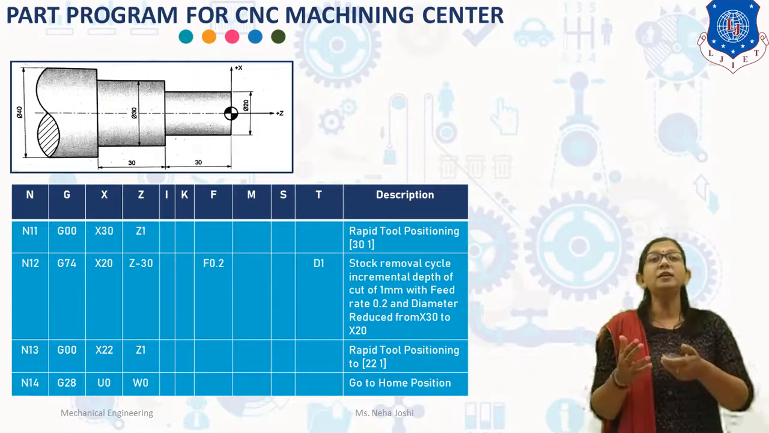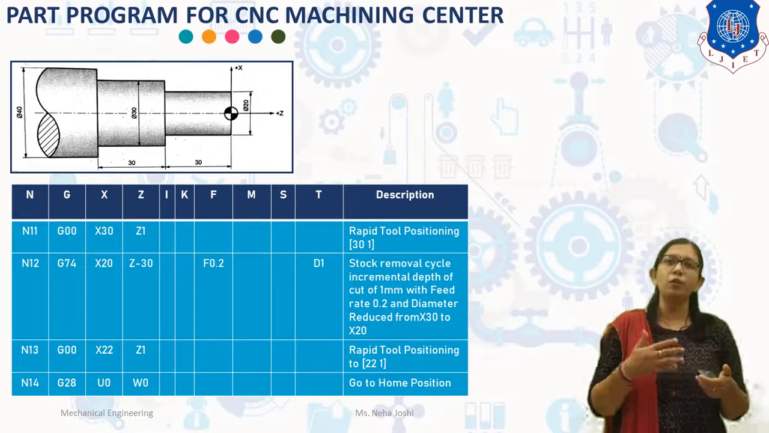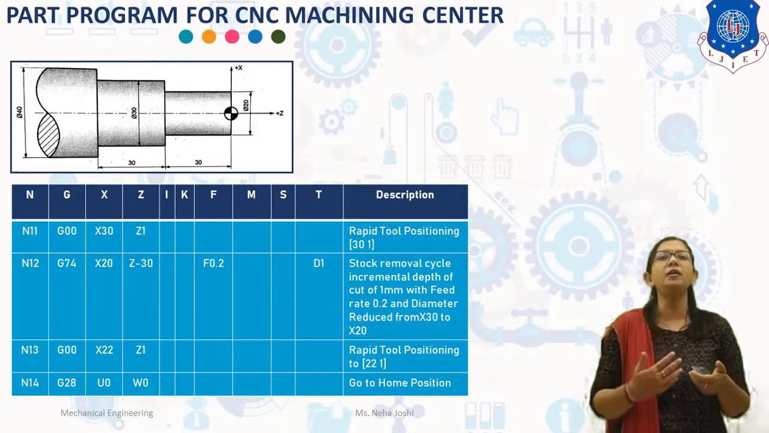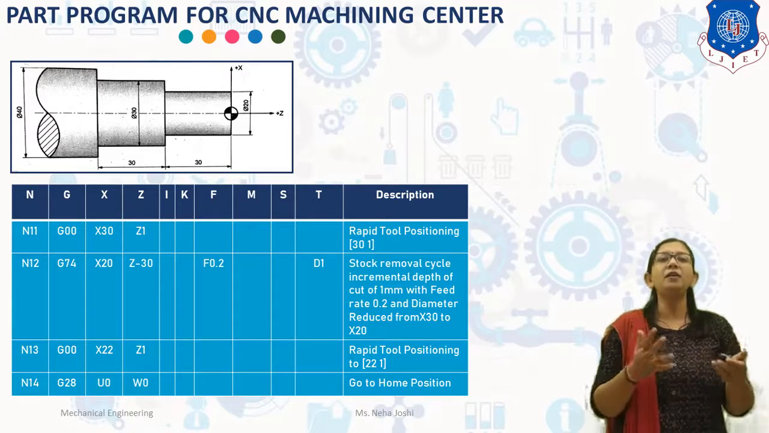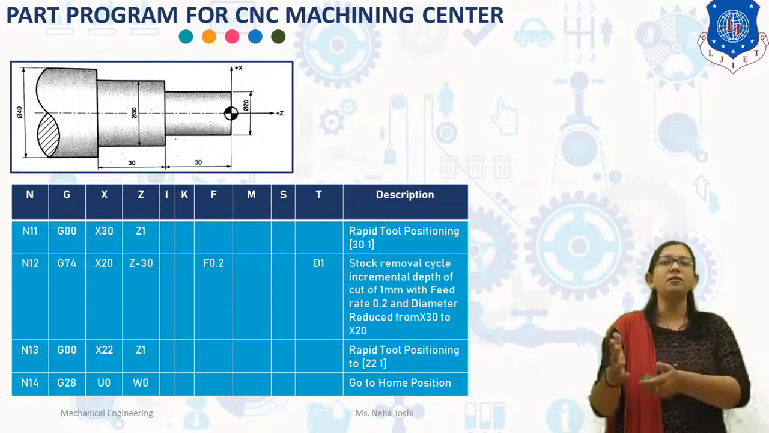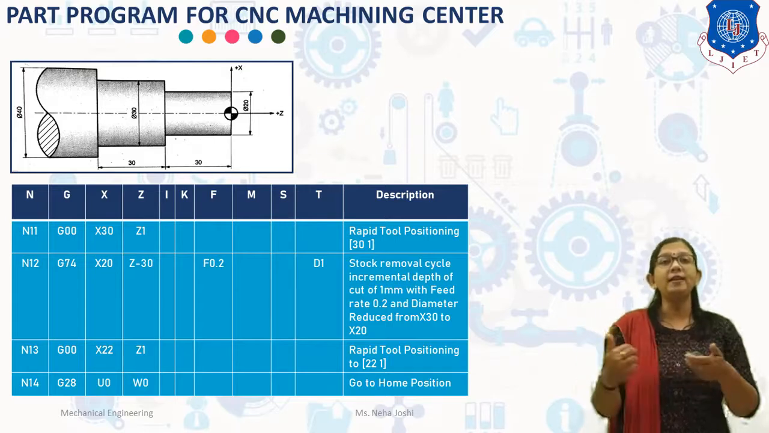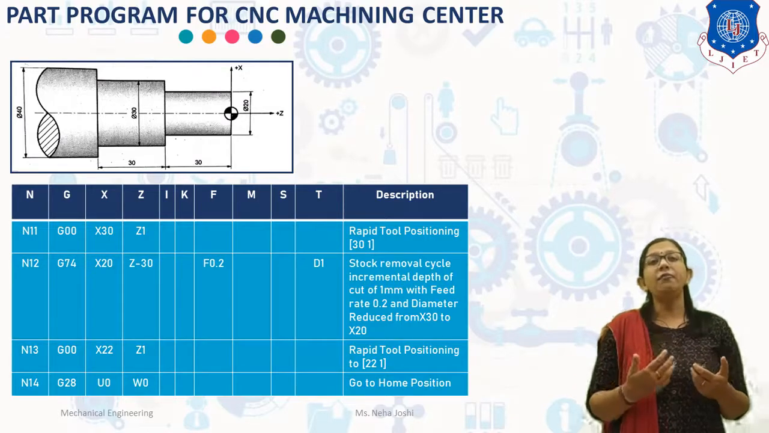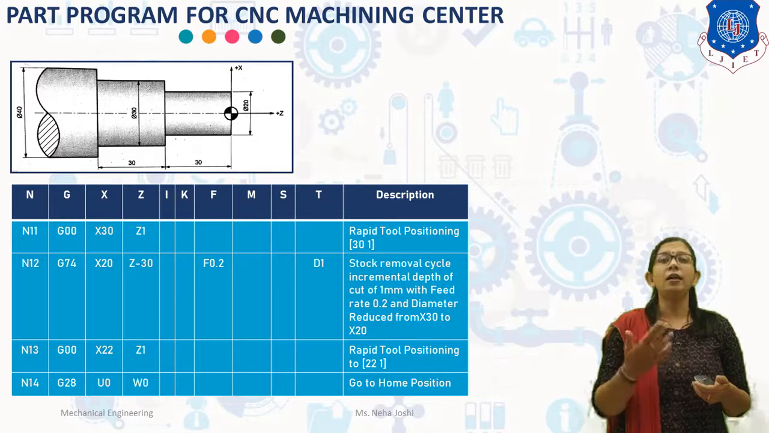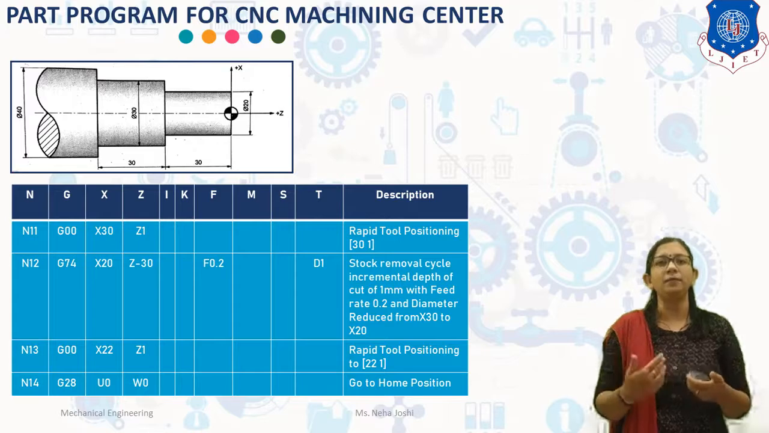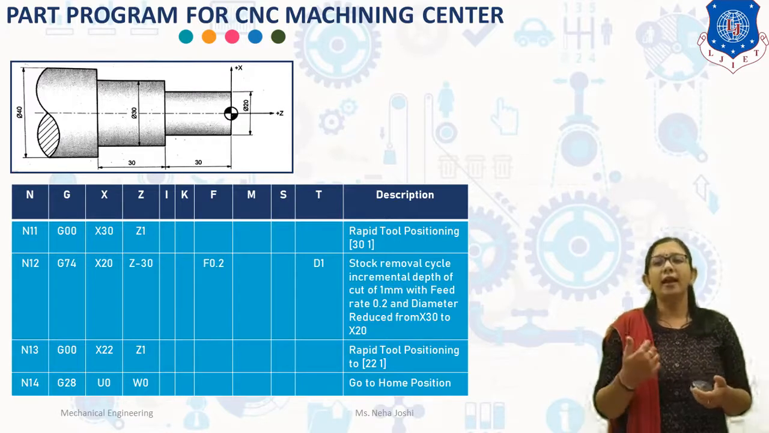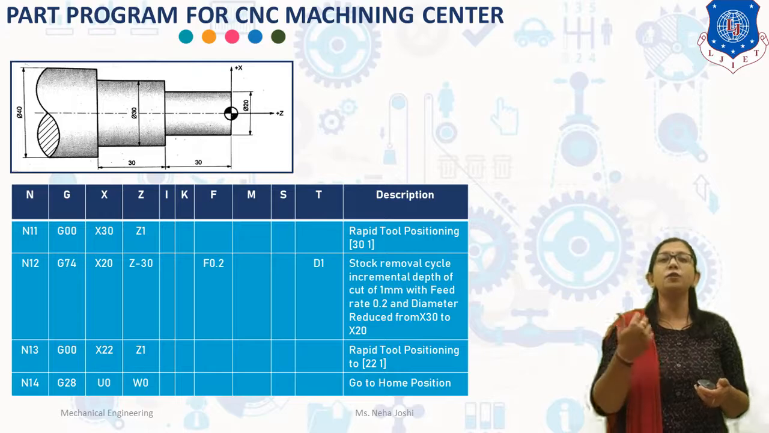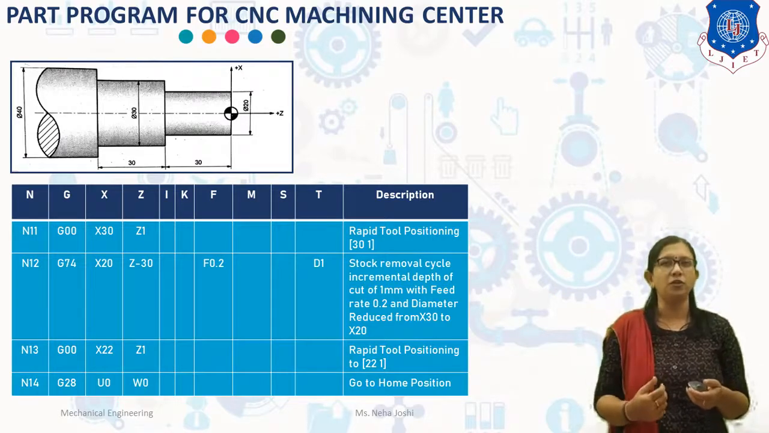Okay. So the next sequence is N12. G74 code indicates the stock removal cycle with an incremental depth of cut of 1 mm with a feed rate of 0.2 mm per revolution, and the diameter is reduced from 30 to 20 mm, X30 to X20, and we have to go in the Z direction up to a length of 30 mm, so Z is minus 30. And then the next sequence is N13. G0 is used for rapid tool positioning, X at 22 and Z at 1. Okay. The next sequence is N14. G28 is used to send the tool back to the home position.